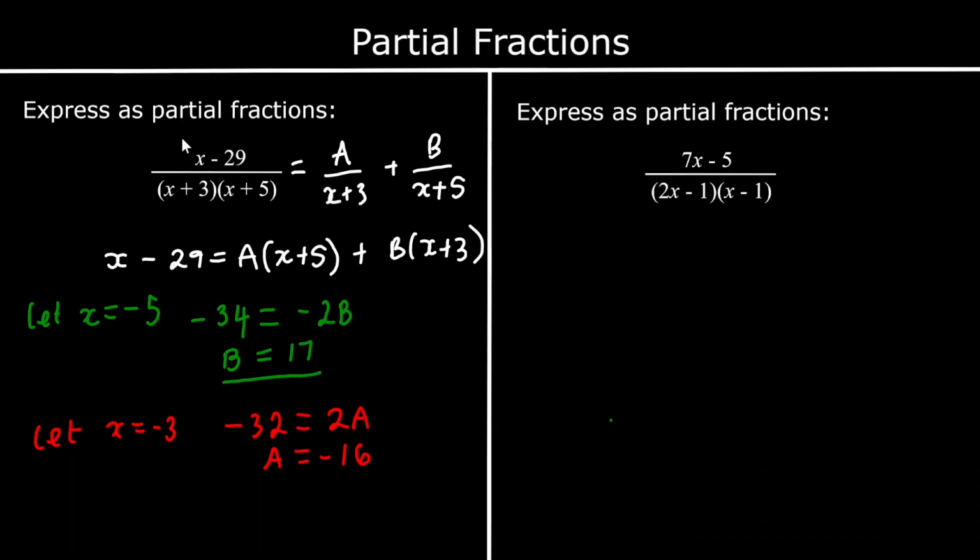So I can rewrite x minus 29 over x plus 3 times x plus 5 as -16. I'm going to put the positive first. So 17 over x plus 5. And I could put plus and then minus 16, or I can bring the minus to the front. So minus 16 over x plus 3.